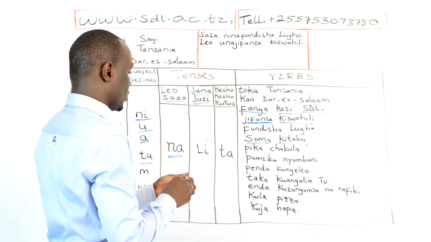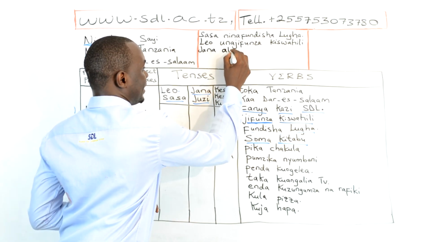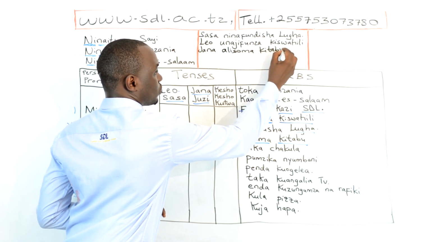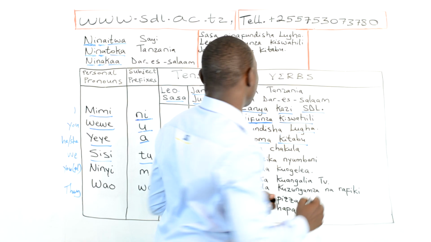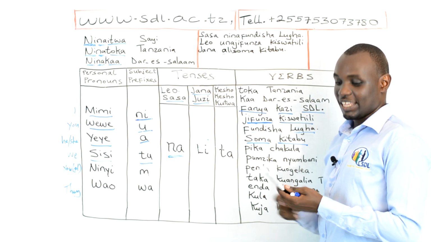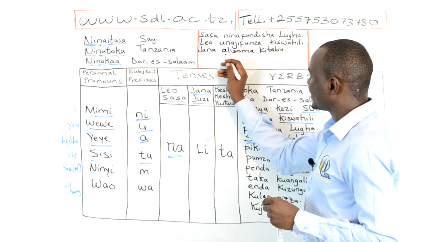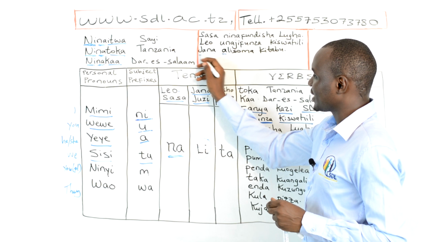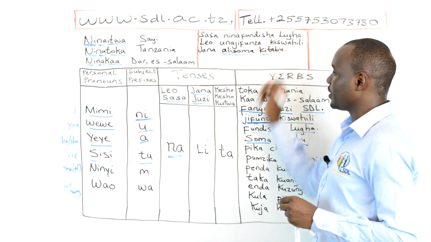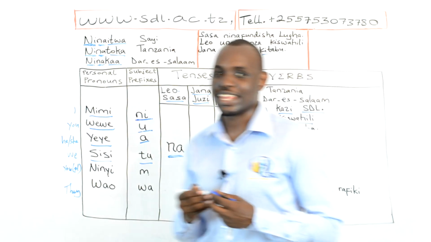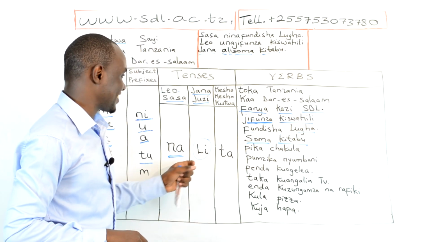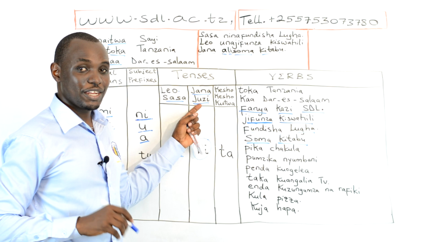I read that sentence. Jana alisoma kitabu. Yesterday she did read the book. So she read the book yesterday. Alisoma kitabu. Are you with me? Yes. Safi.